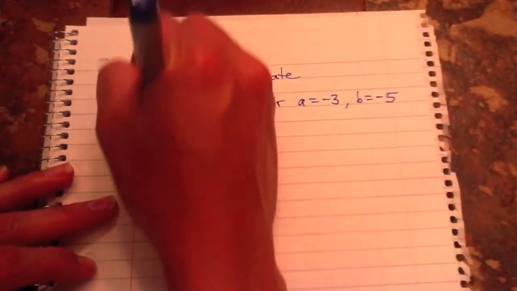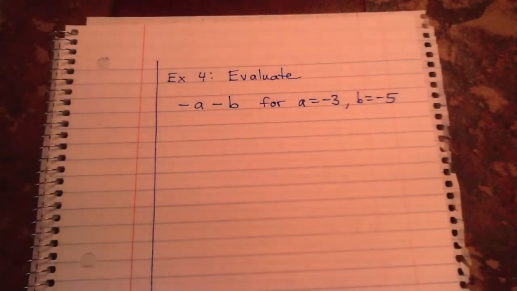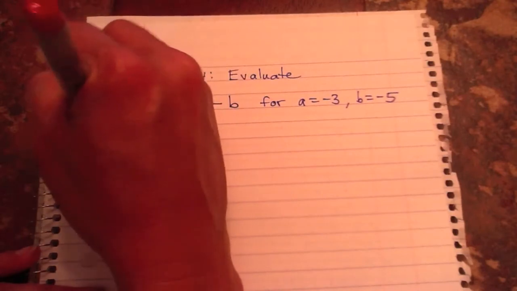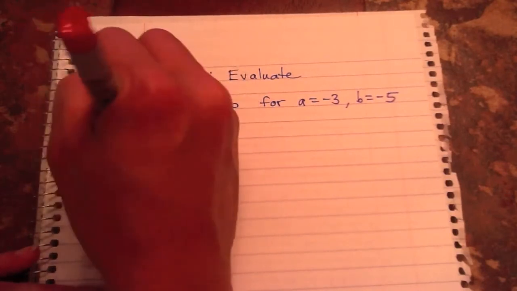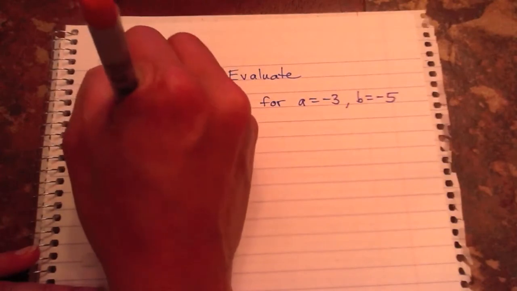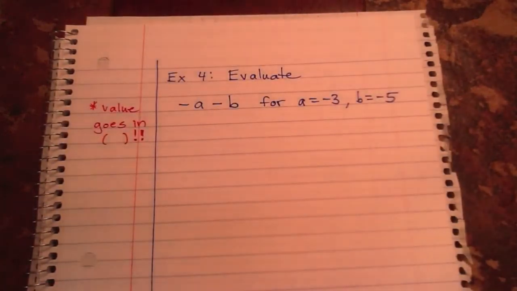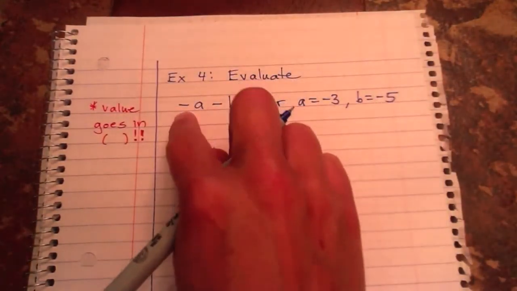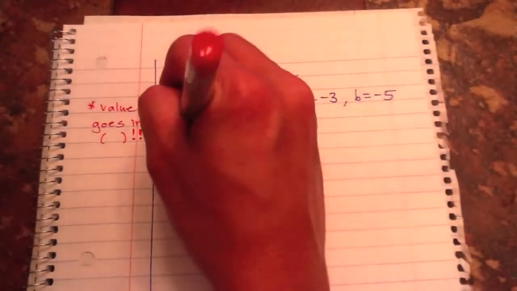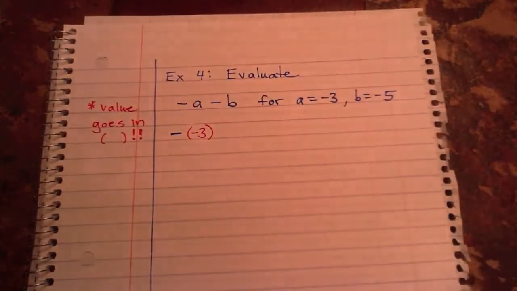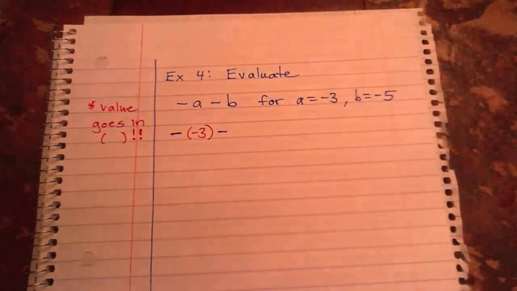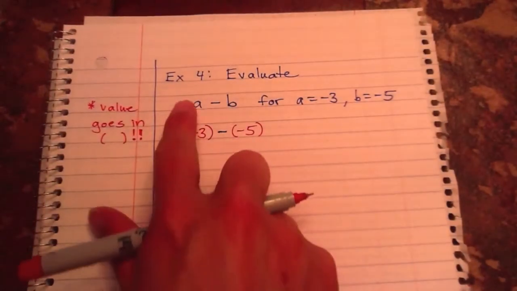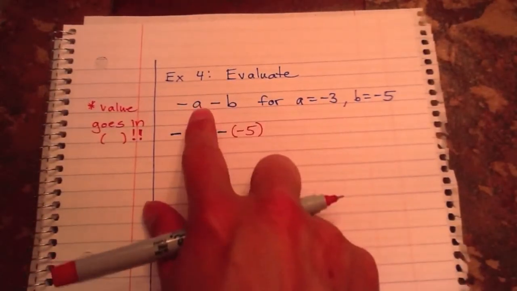And I am actually going to write one little reminder over here, even though we've already talked about it. Value goes in parentheses. Really important. What I mean by that is I have my negative here that goes in front of that a, and now I'm going to plug in a. And then I have my negative here that goes in front of b, and now I'm going to plug in b. Extremely important that you don't say, oh, there's a negative a and it already has a negative, so I'm just going to put a 3 there.